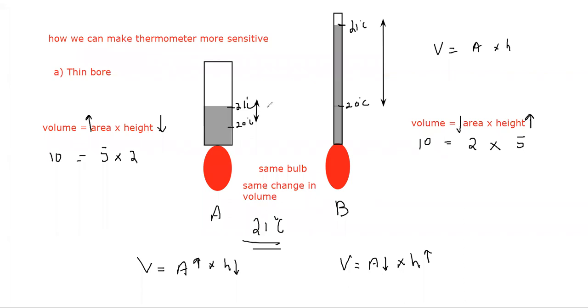The second thing we can do, you can take a screenshot. There's also another way to increase the sensitivity: the type of liquid, a less dense liquid. As well as that, there's another way we can also use: a large bulb, which contains more liquid.